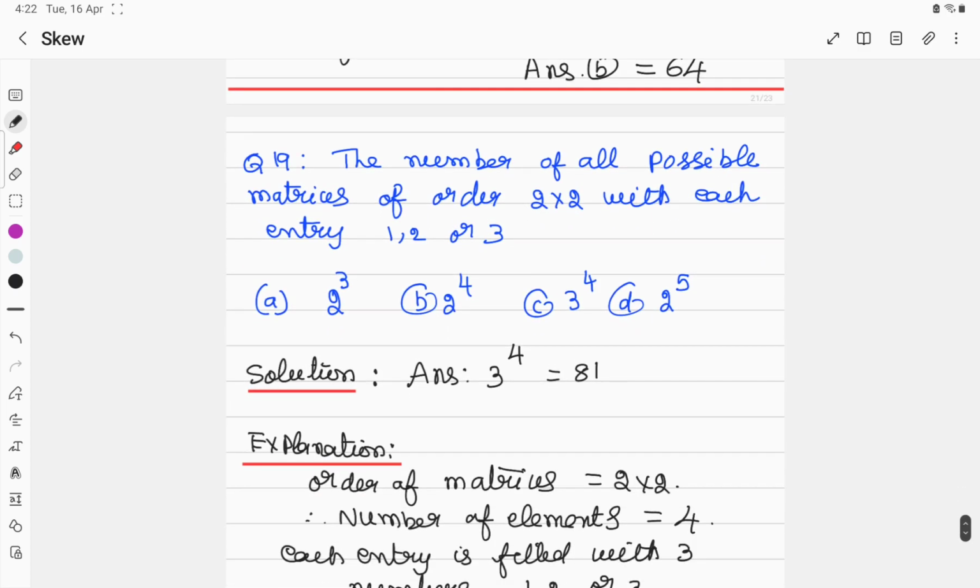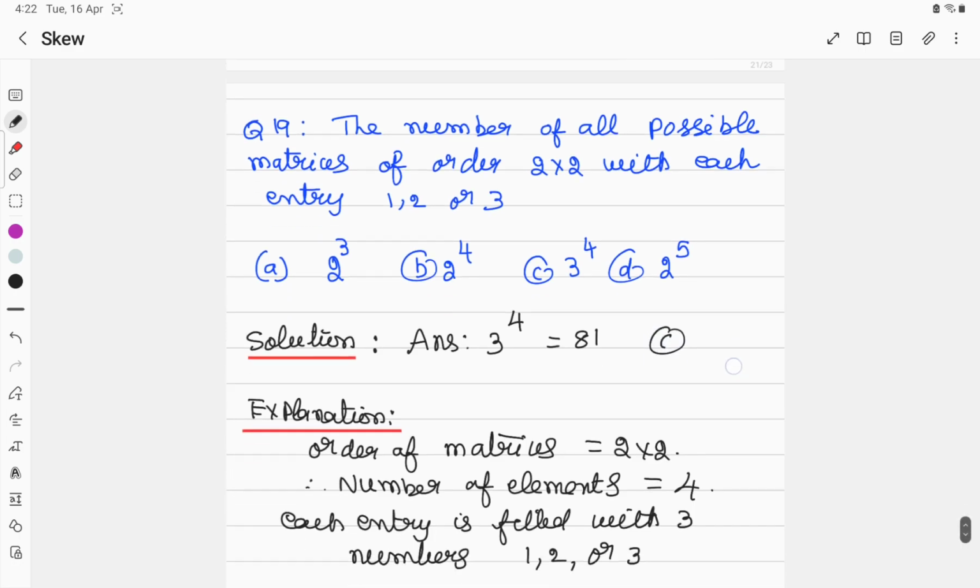Question number 19. The number of all possible matrices of order 2 into 2 with each entry 1, 2 or 3. A is equal to 2 cube, B is equal to 2 power 4, C is equal to 3 power 4, D is equal to 2 power 5. Here the answer is 3 power 4, 81, that is C.